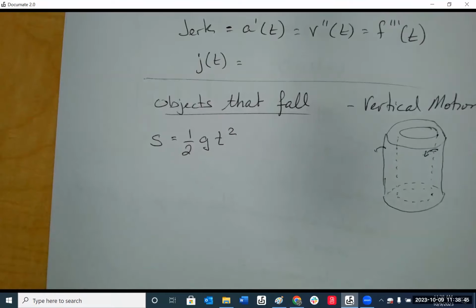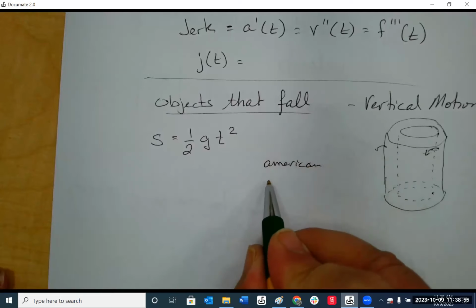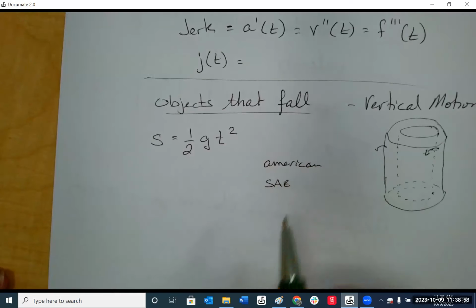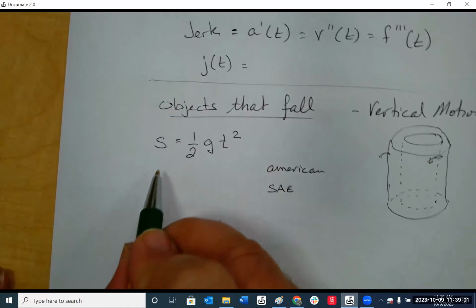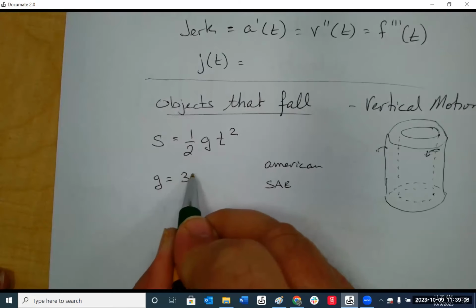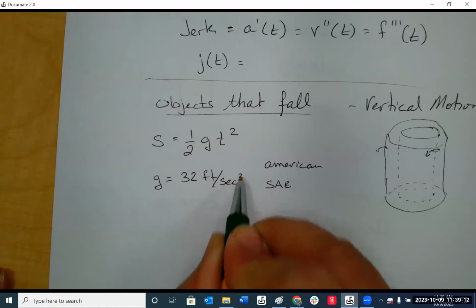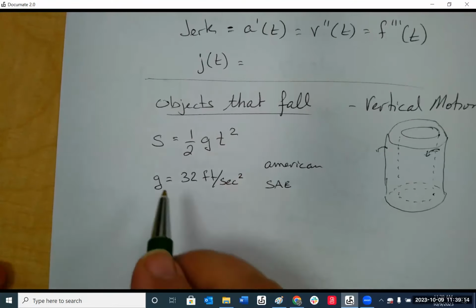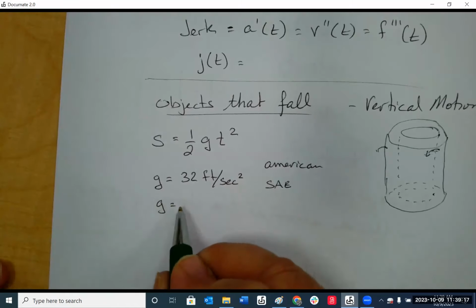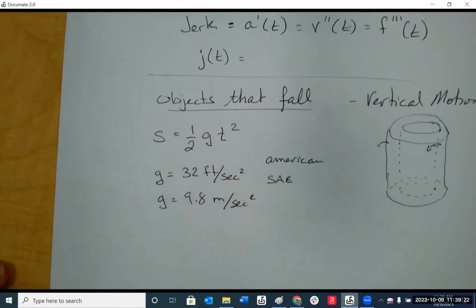And it all depends on what unit of measurement we use, whether it's going to be American or SAE, everybody else. Gravity is a constant. It's 32 feet per second squared, or 9.8 meters per second squared.